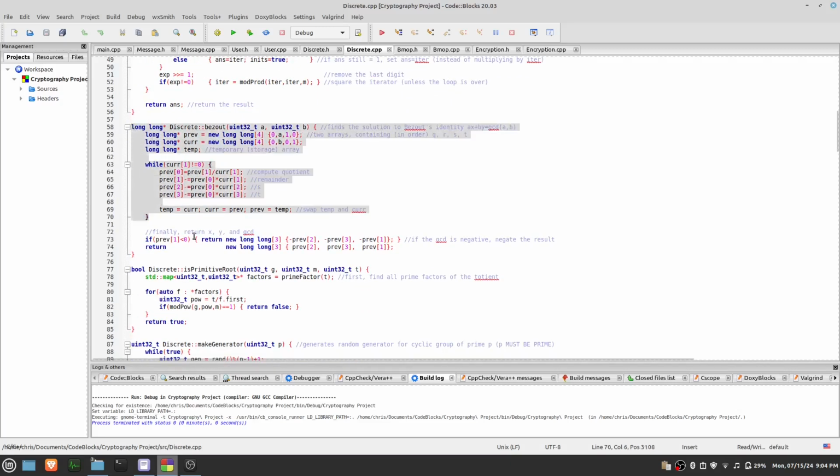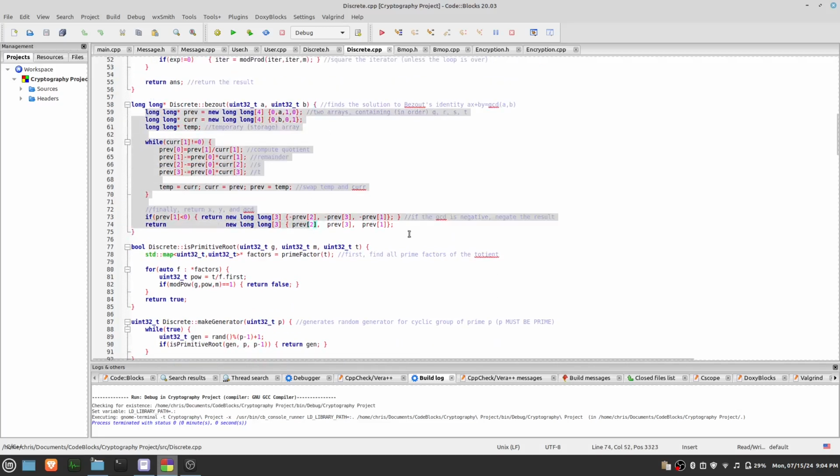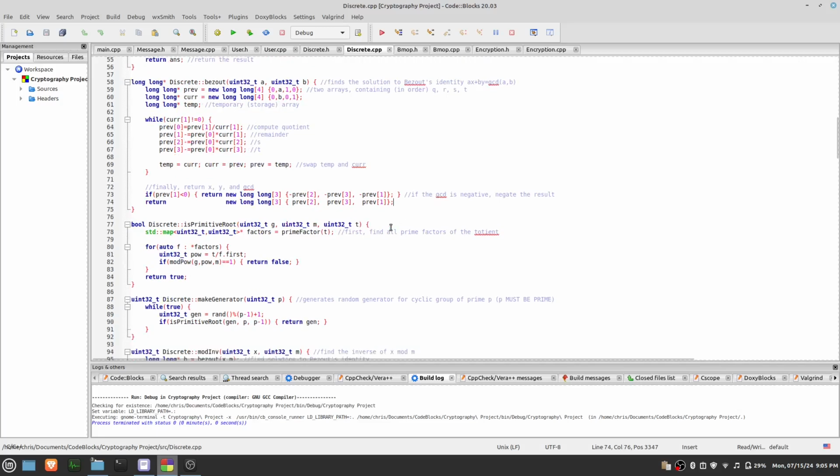Bezout's identity. That's actually the extended Euclidean algorithm. It is solving Bezout's identity, ax plus by equals the GCD of a and b, and then you're solving for x, y, and that GCD. And this one is just flat out the extended Euclidean algorithm. There's no fancy bit shift stuff. I don't see any. And potentially you might have to negate some of those values at the end.